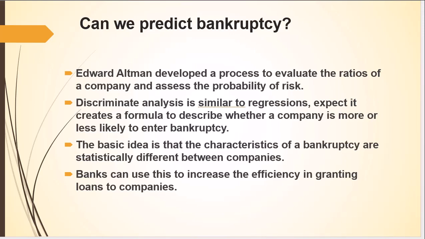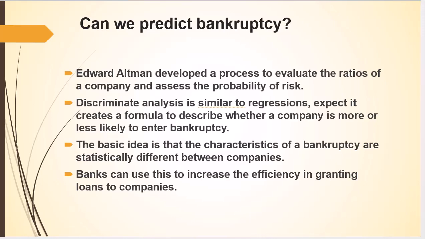So think about how many applications a bank might receive on a monthly basis. Companies like PNC, in the entire corporation, I would imagine they get thousands of loan applications from businesses. Do they need to go through all of those files, all of that data, to determine whether or not the company should get a loan? Well, what they can do is use this Altman process, and it will help predict bankruptcy.